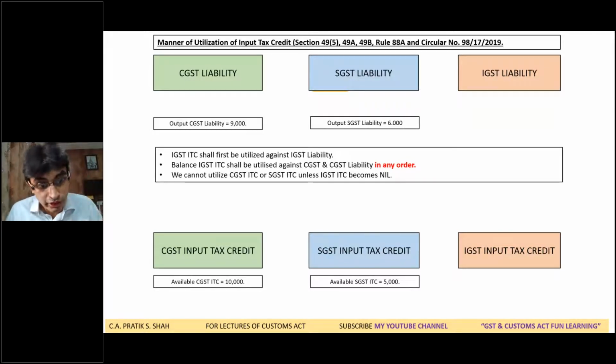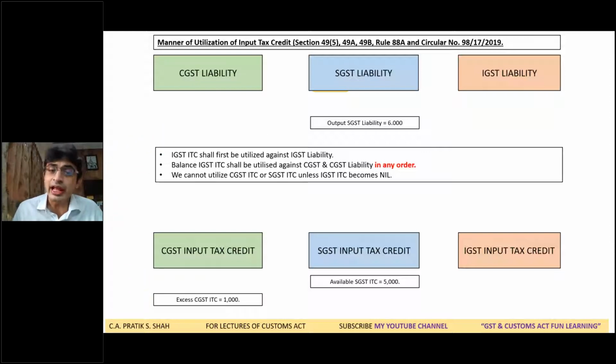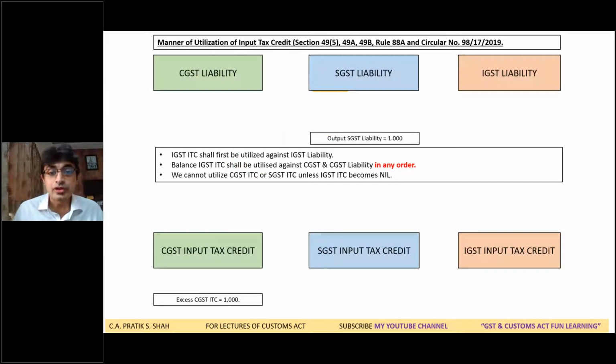Now step 2, touch CGST ITC. See, first India, then China, then Sri Lanka. CGST liability is 9,000. ITC is 10,000. Let us utilize. Still there is a surplus. Excess ITC is available. Step 3, SGST. Liability is 6,000. ITC is 5,000. Let us meet that. Still there is a shortage. Now what will happen then? Sri Lanka begged China to give. What did China say? I will not give.